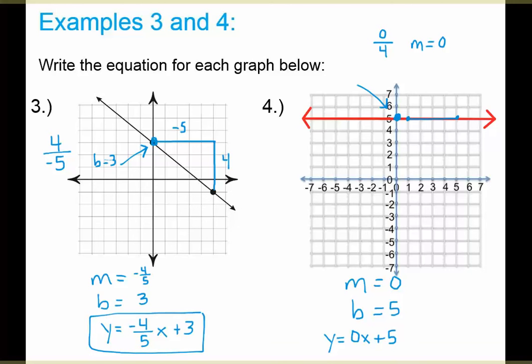No one really does that, because 0 times x, 0 times any number, is just going to be 0. So we sort of exclude this because it's unnecessary. And that's where we get y equals 5 from. You remember in previous chapters how we talked about the equation for a horizontal line is always y equals a number. Well, this is why, it's y equals a number, because the slope is 0 and we just discount it. So hopefully you're able to make that connection.